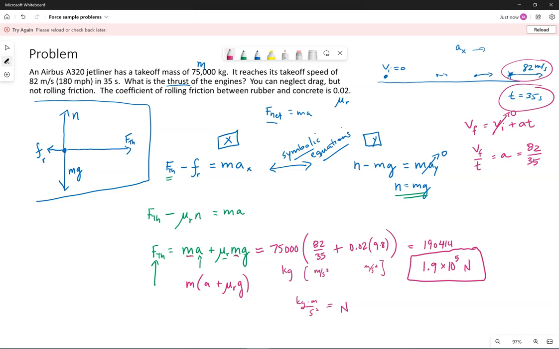This one, we do have an acceleration. We see it speeds up in some period of time, which is why we can use the kinematic equations.